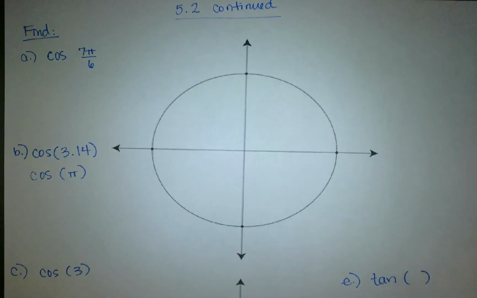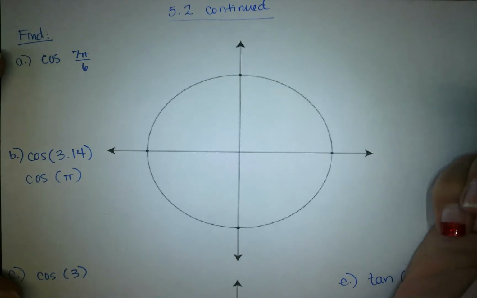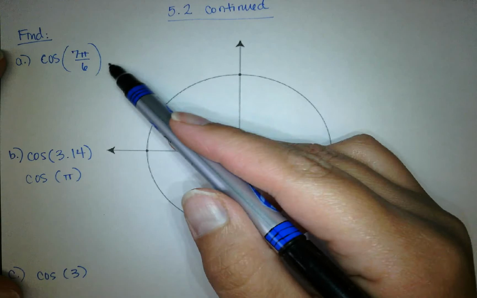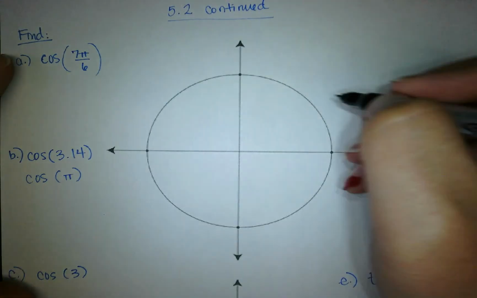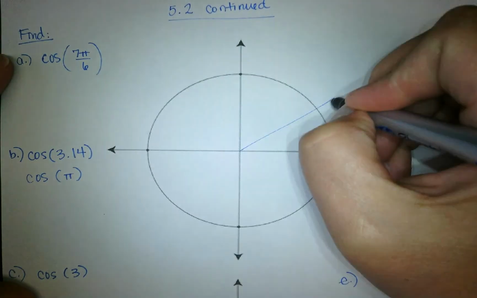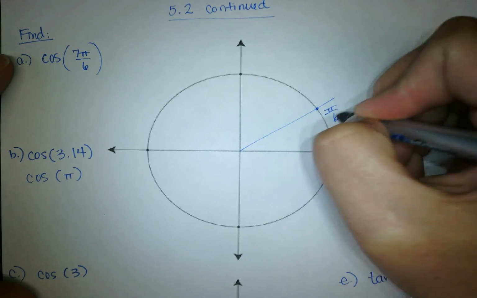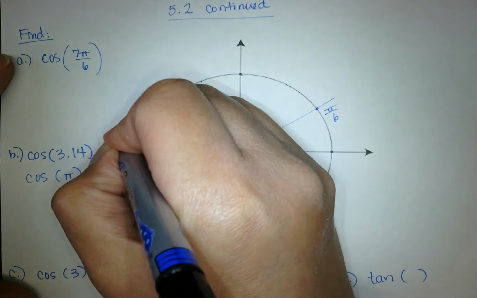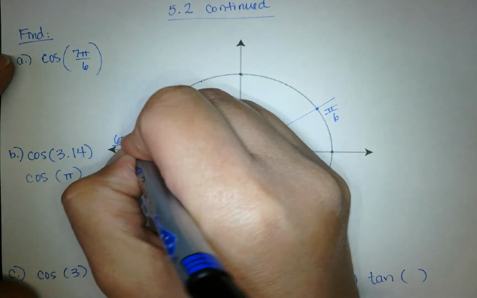Alright, so cosine of pi over 6. I'm going to find cosine of pi over 6. I just want to do a real quick review with you. You've got to go around the unit circle to find cosine of pi over 6. That's one of our famous pi over 6 guys. And if you remember, here's your pi over 6, 2 pi over 6, 3 pi over 6, 4 pi over 6, 5 pi over 6, 6 pi over 6, which simplifies to pi.